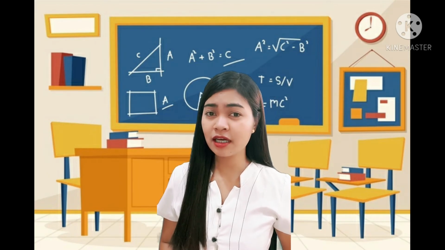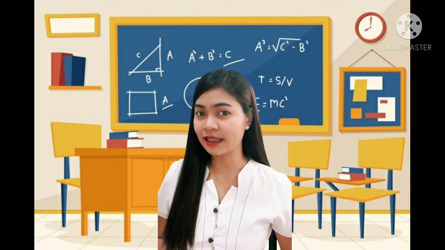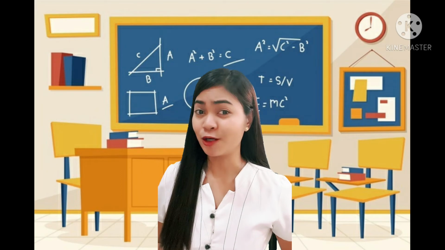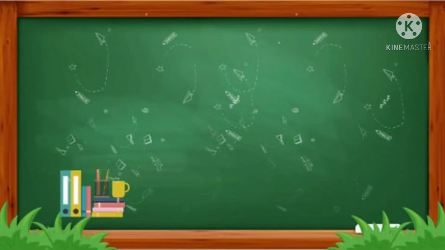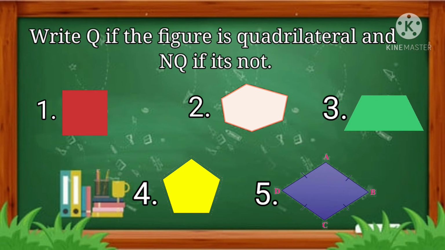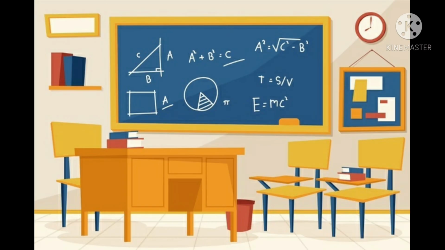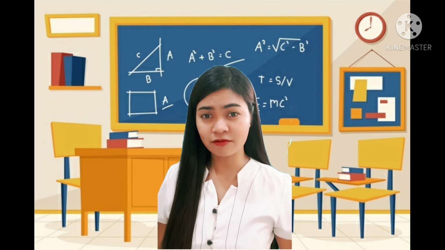Okay, now for our next activity, I want you to get a paper and a ball pen. I will show you a figure and you will write Q if it is quadrilateral and NQ if it's not. Okay, are you ready? Okay, so now let's check your work. Are you enjoying our activities?